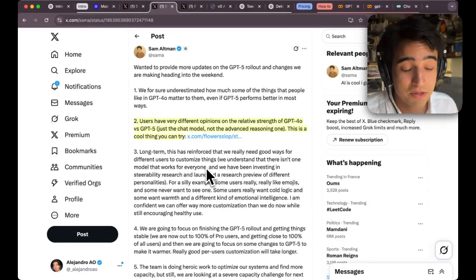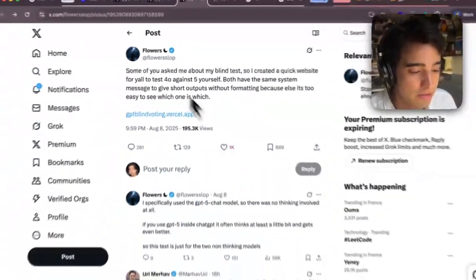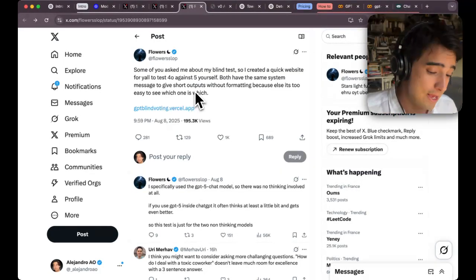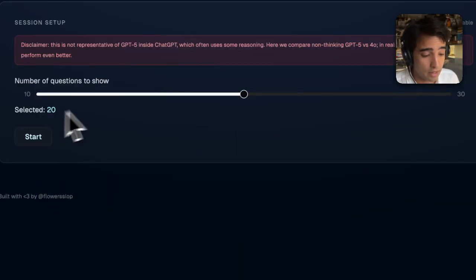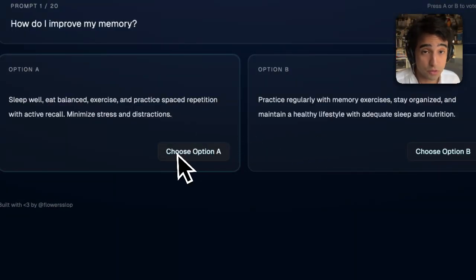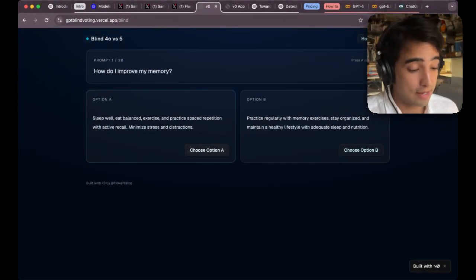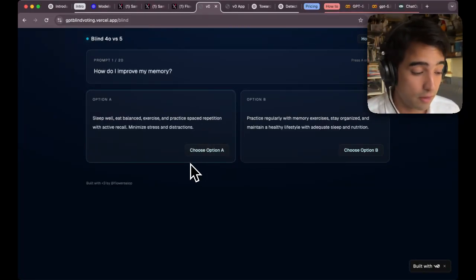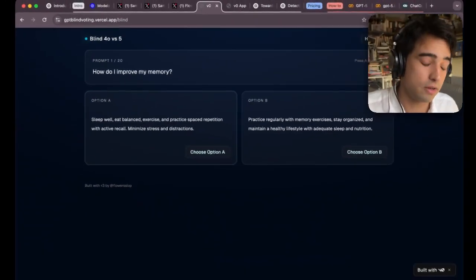So something interesting about this is that Sam Altman shared this test by this guy called Flowerslop, and it's essentially just an experiment where you get a bunch of questions and you have to decide which one you like the most. One of them is answered by GPT-4o, the other one is by GPT-5, and you decide which one you prefer of the two. And then by the end, you get an answer of how many times out of the total number of questions you chose GPT-5 over GPT-4o.